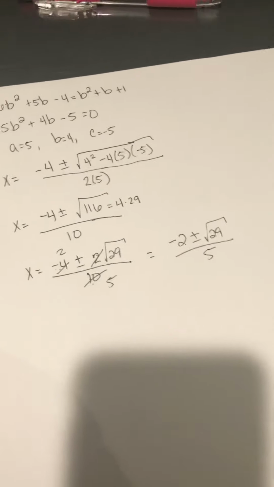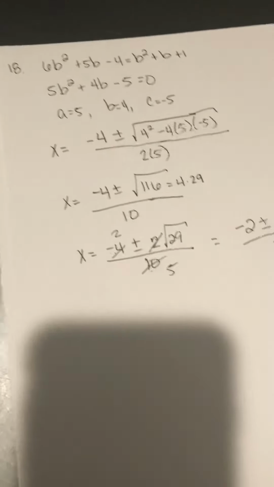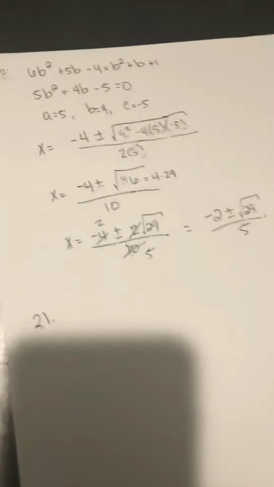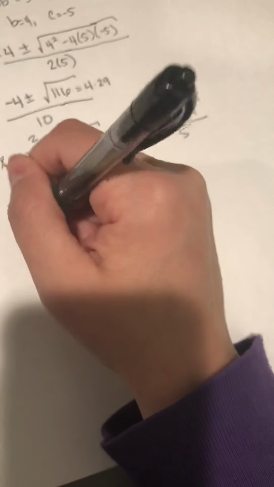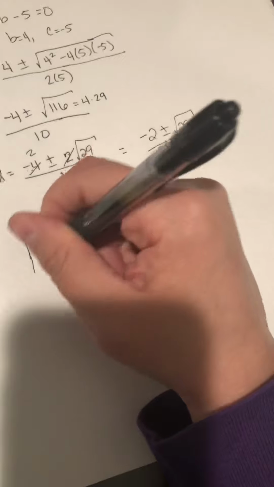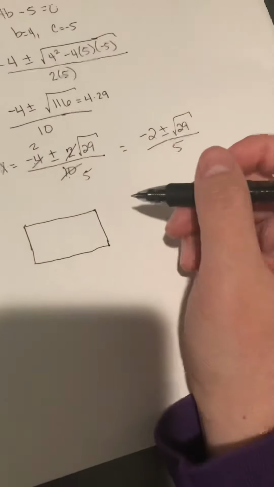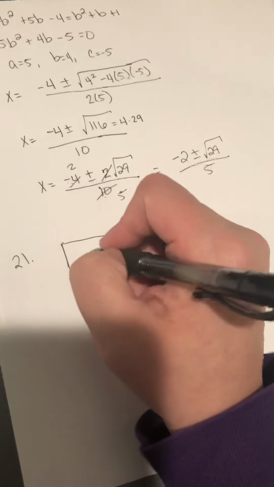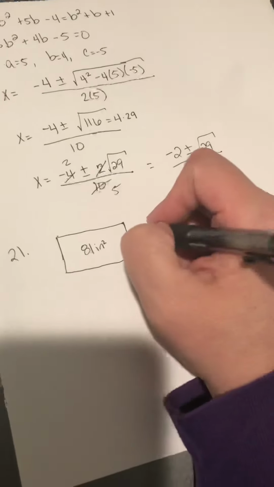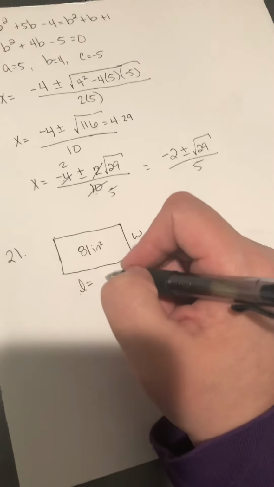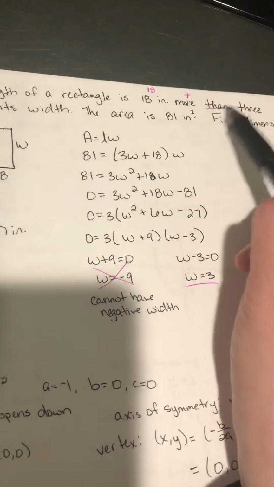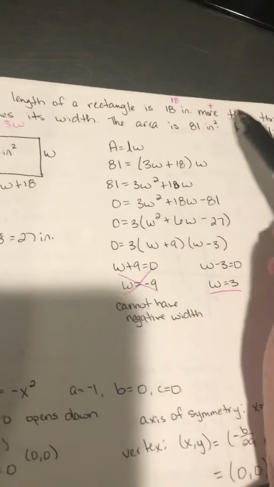So let's do one application and then some graphs, and we'll be done with this. Instead of writing all this out again, I'll just read it to you. The length of a rectangle, so let me draw a rectangle, is, I can't read and draw at the same time. The length of a rectangle is 18 inches more than 3 times its width, and the area is 81 inches squared. So my area of my rectangle is 81 inches squared. My width's here, and my length, it said, was 18 more than 3 times its width.